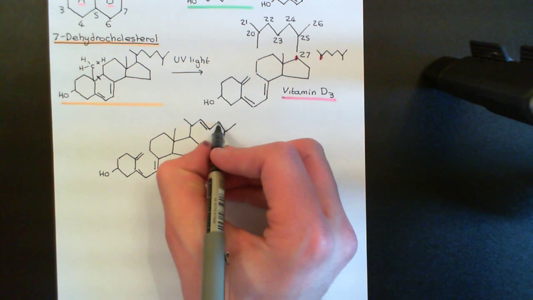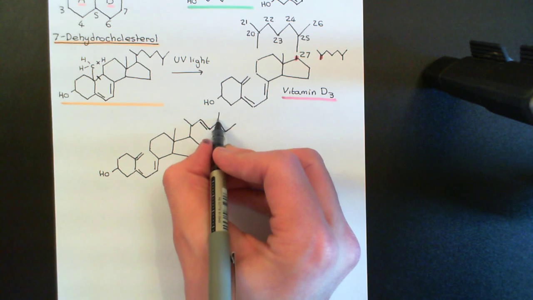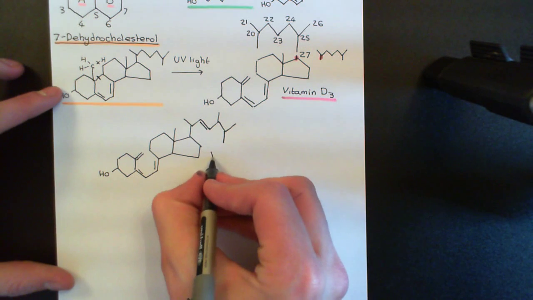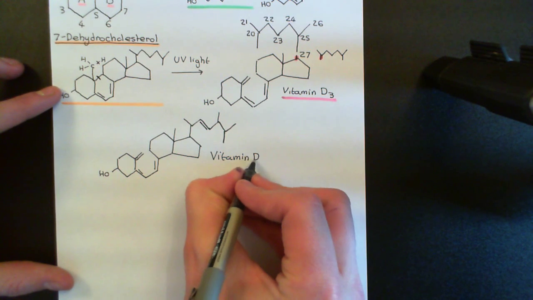In addition, off carbon number 24 here, we're going to stick a methyl group. So we're going to take one of the hydrogens that is off carbon 24 off it and instead put a methyl group on there. And that molecule that we now end up with, this is ergocalciferol, vitamin D2.